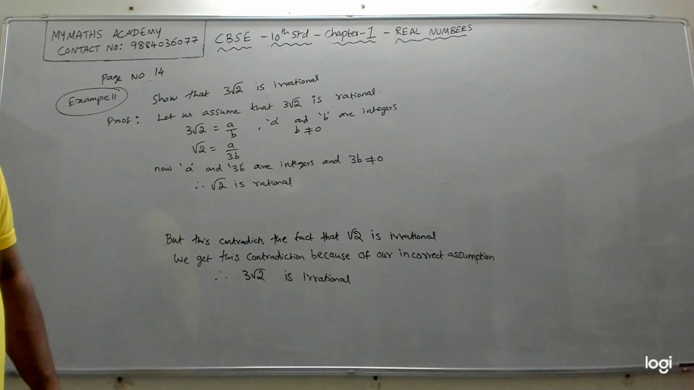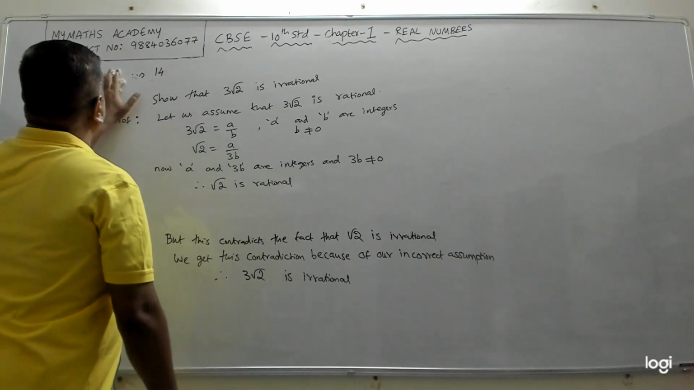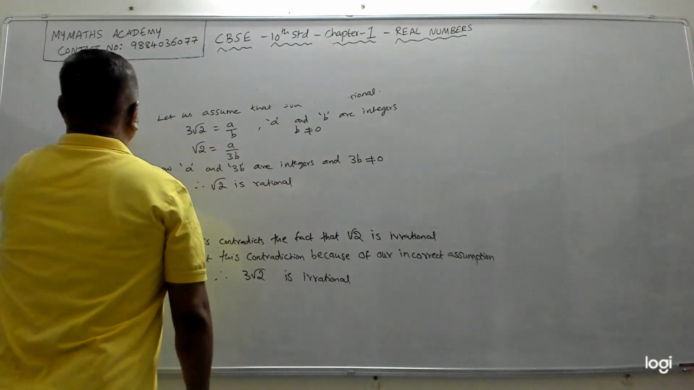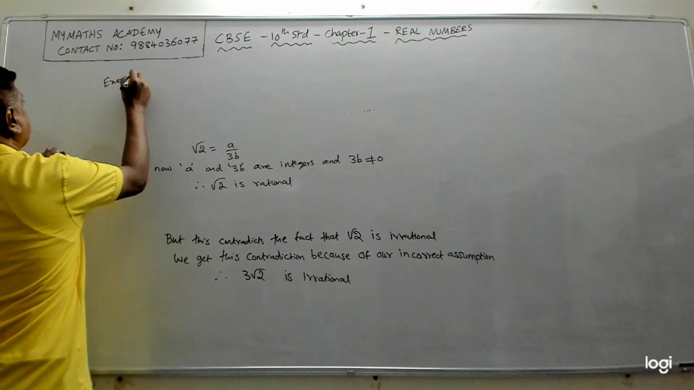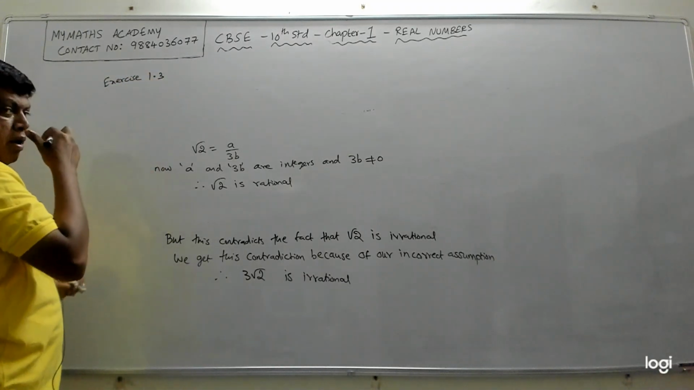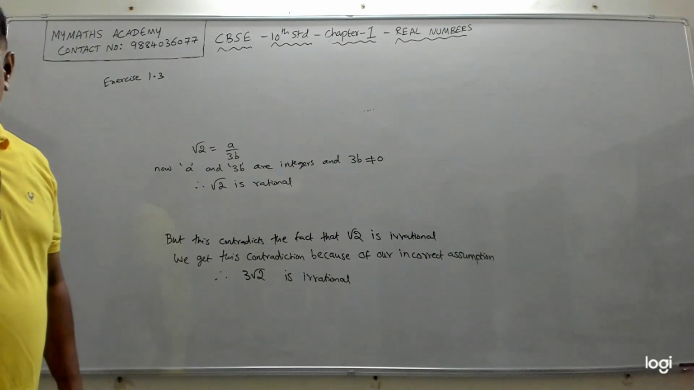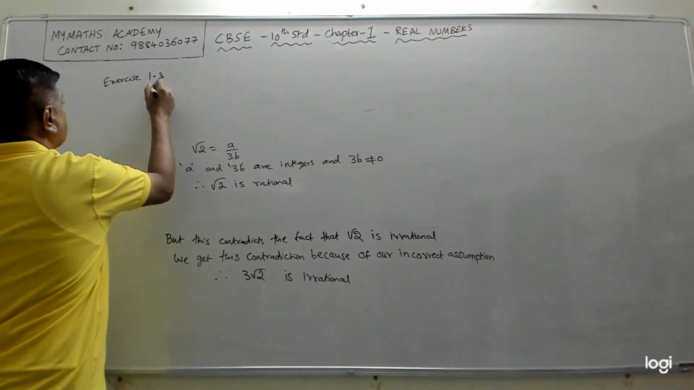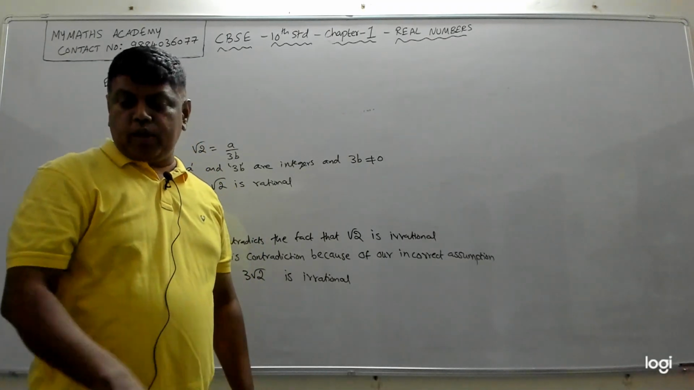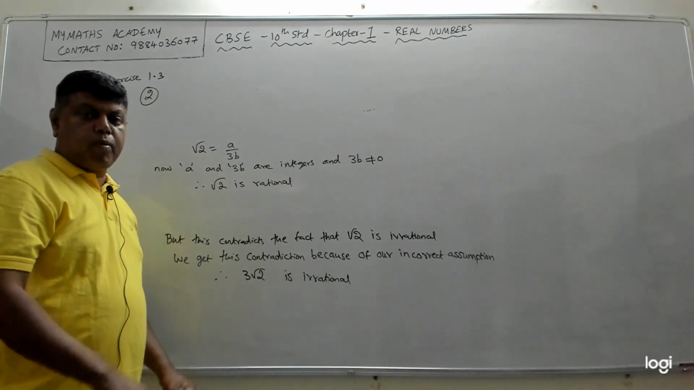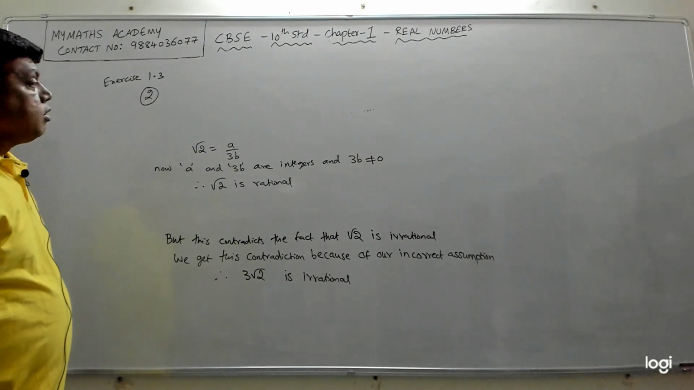Fine. Now we will go to the next problem in exercise 1.3. We will do the second problem, because the first problem I already did in the previous video. You can watch my previous video where I had proved that root 5 is irrational. We did the first problem of exercise 1.3 in the previous video. So I will do the second problem in exercise 1.3.